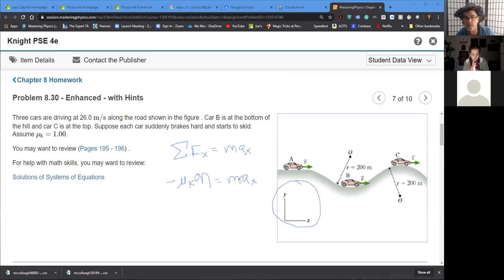So then the only difference is you'll have a different normal force in all three cases. It's going to depend upon the mass, but when you end up doing acceleration, it's negative mu k times the normal force divided by the mass. The normal force will always have a function of mass in it, and so the masses will divide out.